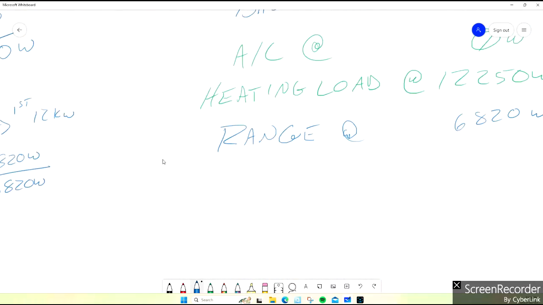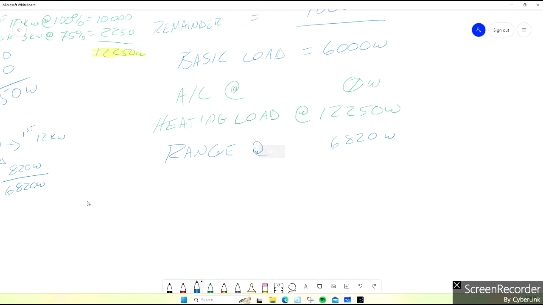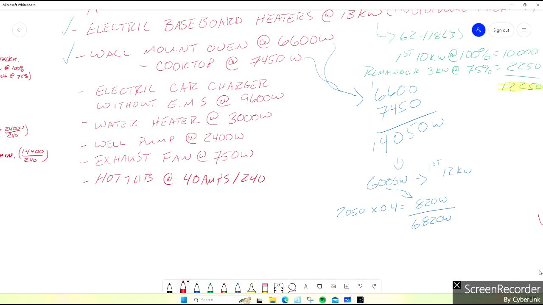Let's put that in. Let's shrink this down a bit. I'll use red for this one. So vehicle charger at 100%, 9,600 watts. Okay, done. Now we have a water heater at 3,000 watts.